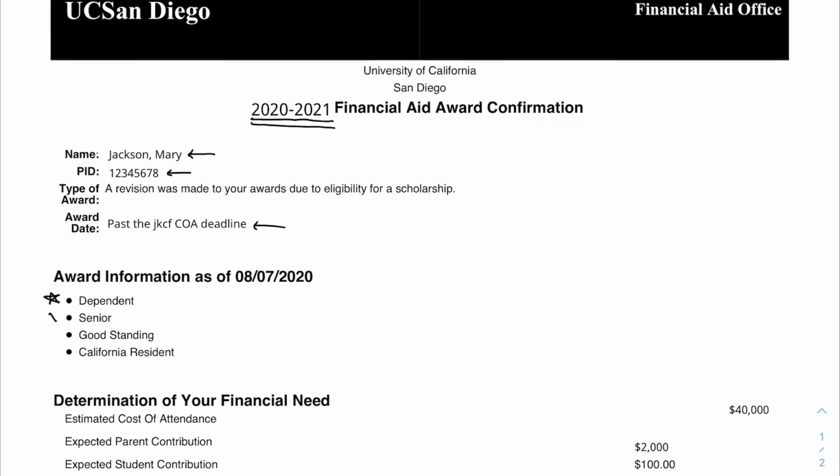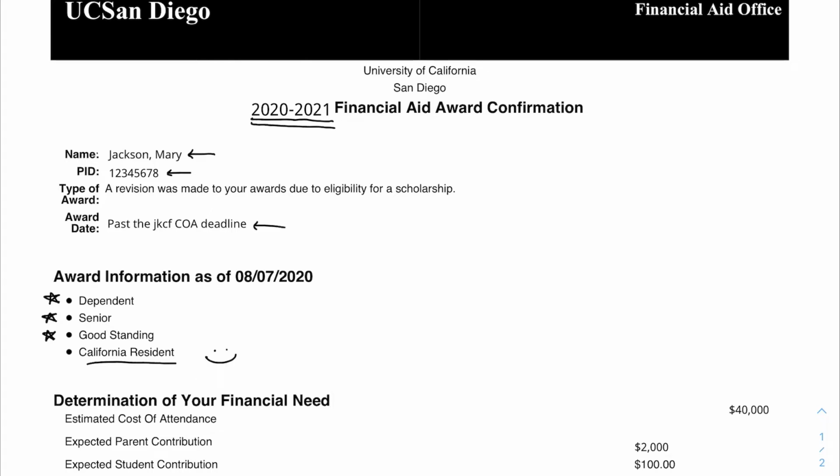It'll also tell you your standing at your school, so senior, junior, sophomore. It'll say if you're in good standing, which has to do with your grades, paying bills on time, checking out too many books and never giving them back, and if you're in-state residency status. And that just makes your tuition cheaper if you're in-state. If you're out of state, that's okay. It'll be the same process.